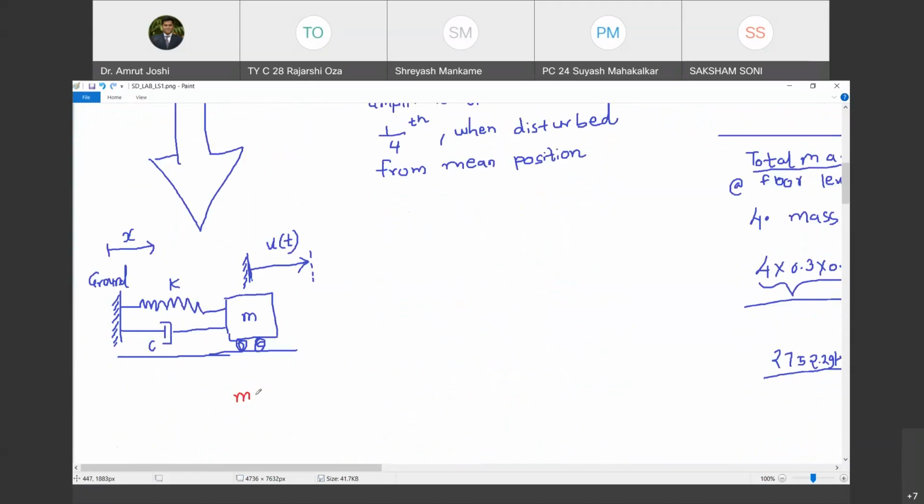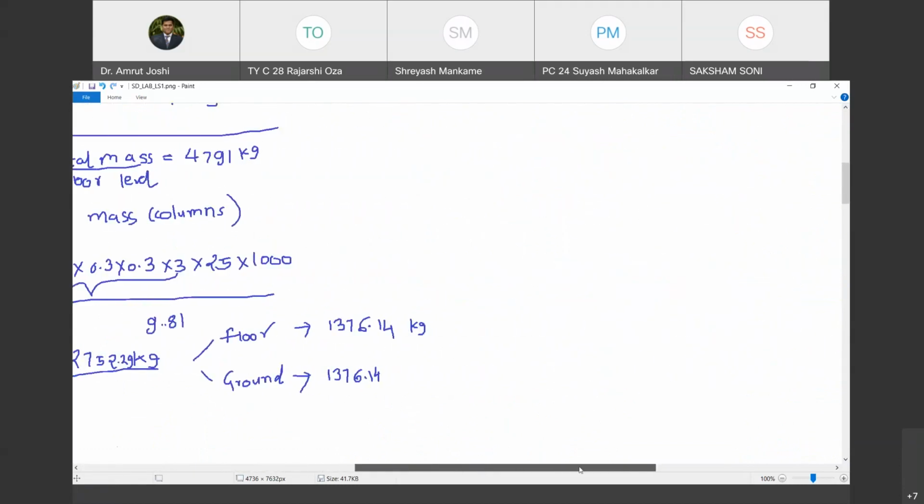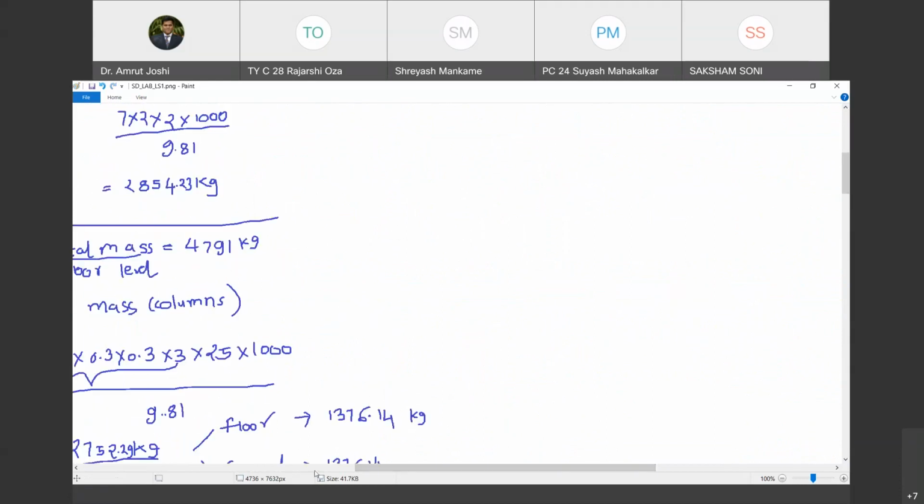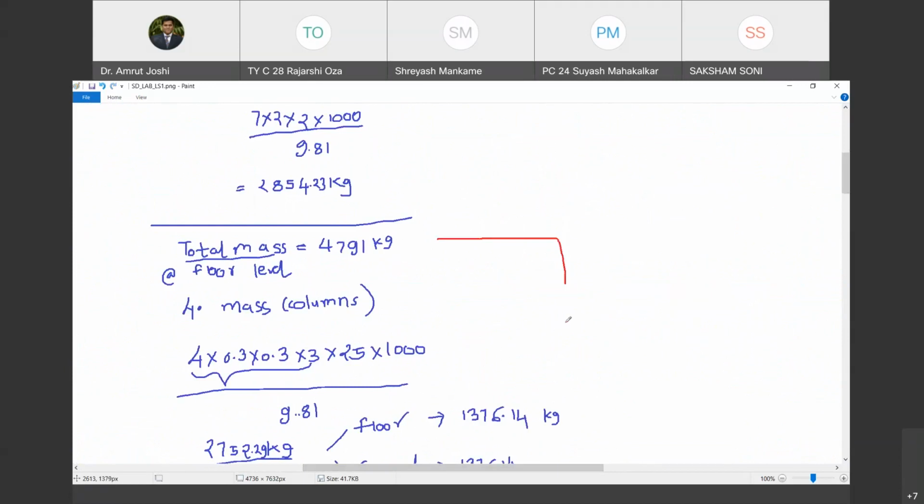So what is that mass? Can you now tell me what is this mass? It is the summation of these two. Are you with me? Please type your response in chat box. It is 4791 plus 1376.14. So can you tell me how much is that sum? Type your response in chat box. Tell me the sum. These many kgs. Yes. Tell me how much it is.